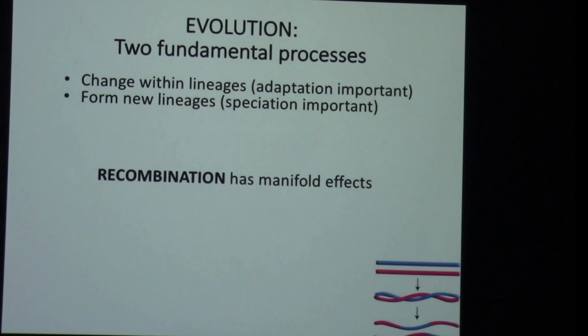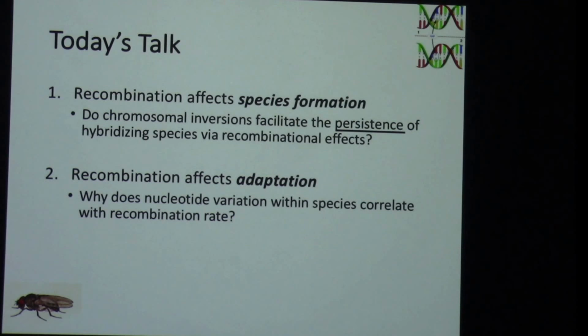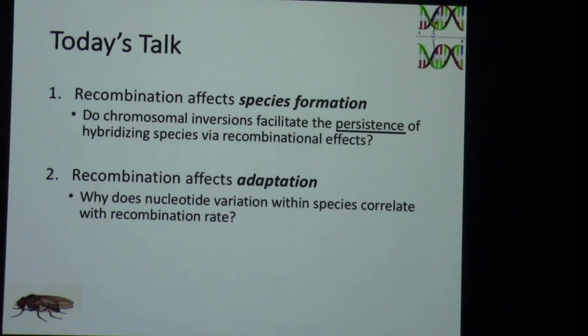It might be an excellent intro for one of the two. The first half of the talk is looking at how recombination affects the process of species formation and whether and how chromosomal inversions facilitate the persistence of hybridizing species. I'll come back to the second half looking at nucleotide variation and adaptation within species.